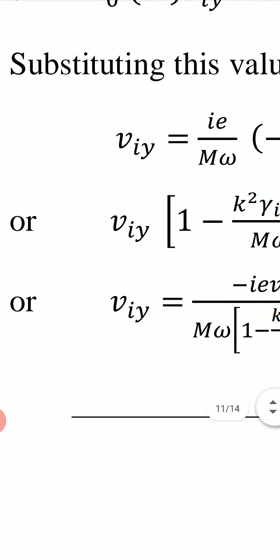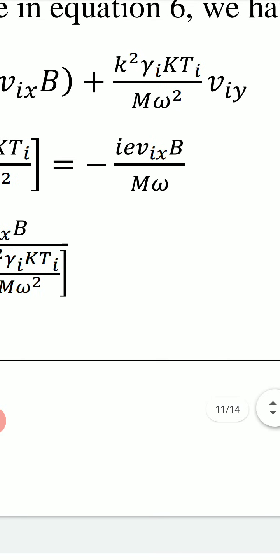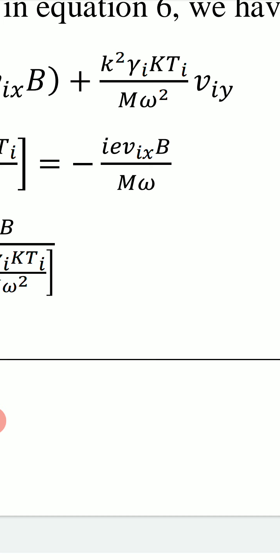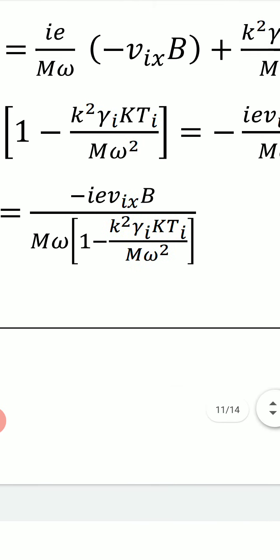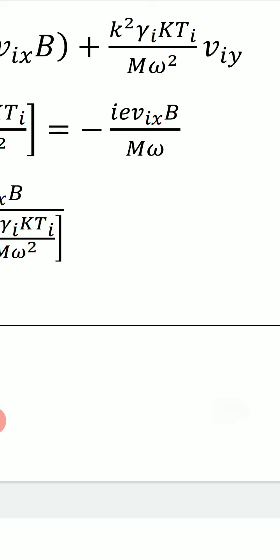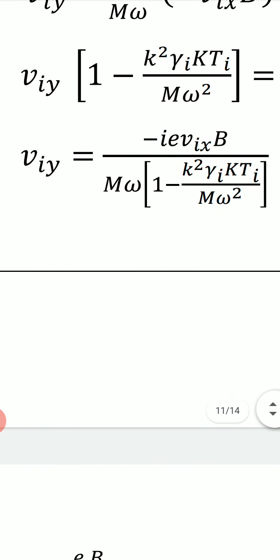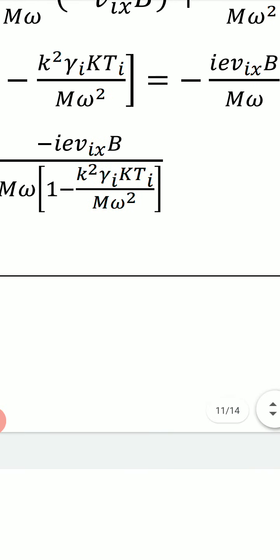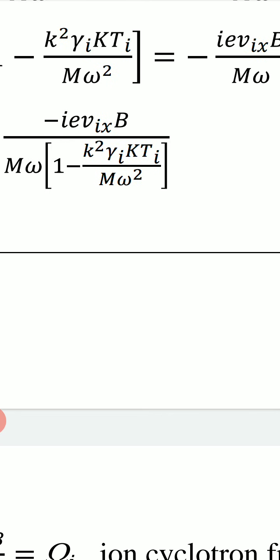So now for VIY we have this expression. There is another term of VIY on the right hand side. Bring it to the left hand side and take VIY common. Then we have VIY into 1 minus k square gamma I K Ti upon m omega square equal to minus IE VIX B upon m omega. And from this we get the value of VIY equal to minus IE VIX B upon m omega into 1 minus k square gamma I K Ti upon m omega square.